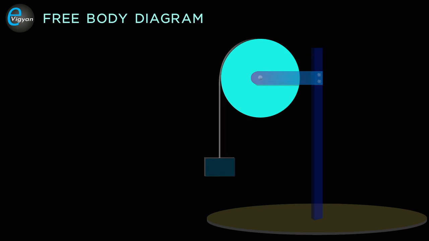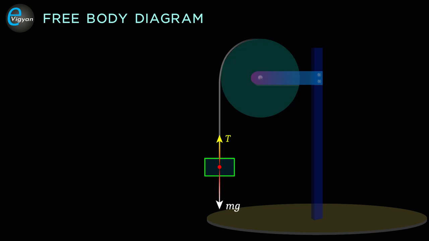For this, make the rough outline of this block, put a dot in the middle, and then draw arrows to represent all the forces. Here an arrow pointing down representing the force of gravity, which is mg, and an arrow pointing up representing the tension in the string, which is T. Now let's make the free body diagram of the cylinder. For this, make a rough outline of the front view of the cylinder, put a dot at the center, and then draw arrows to represent all the forces.